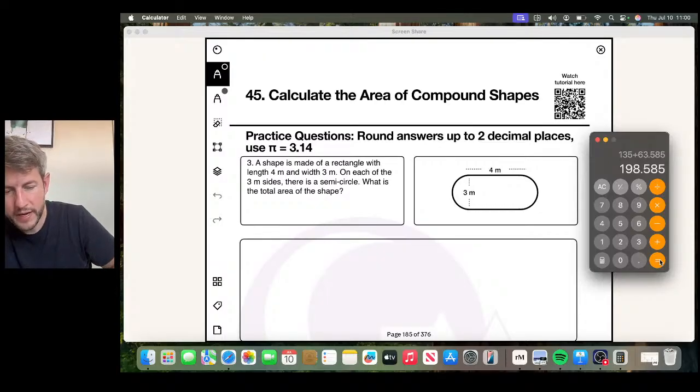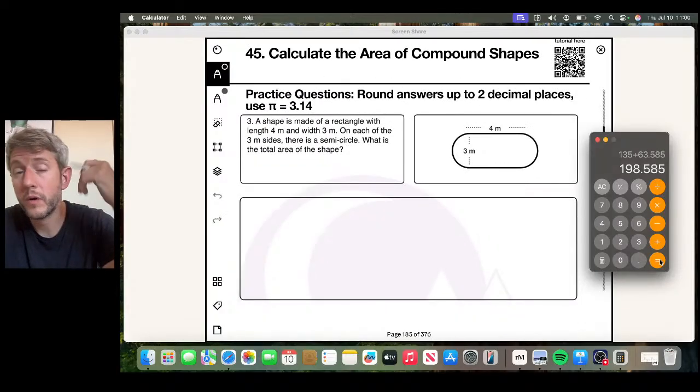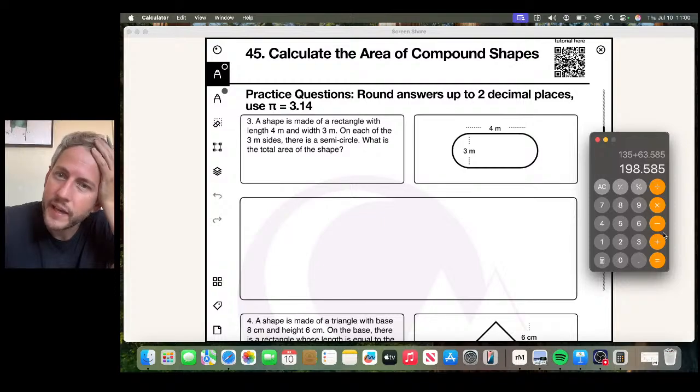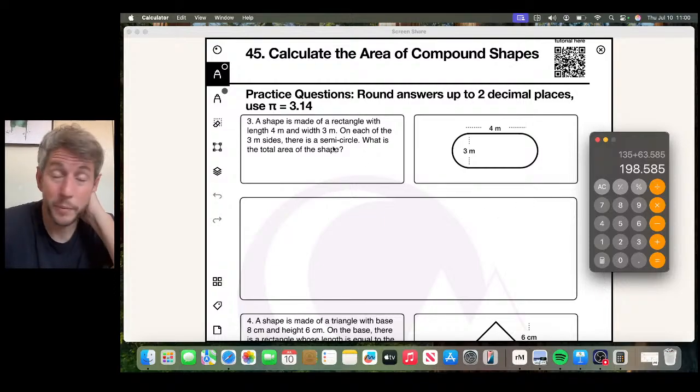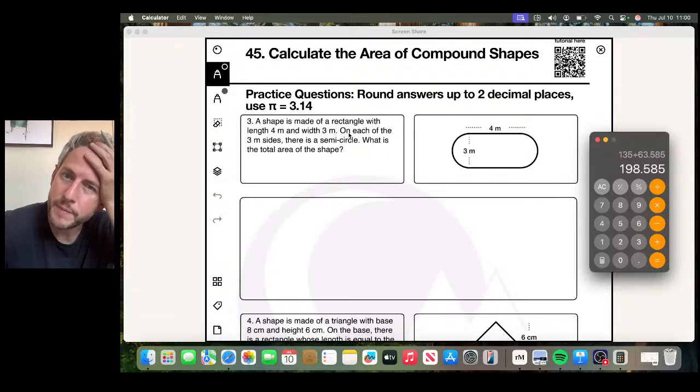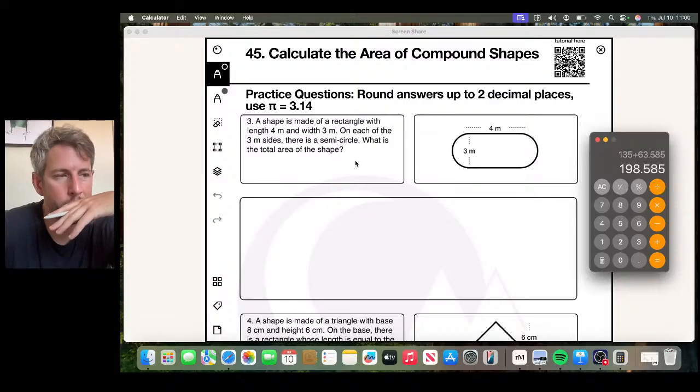Okay, question 3. We've got here the same shape again. Okay, it's a really popular shape that comes up actually. A shape is made of a rectangle with length 4 meters and width 3 meters. On each of the 3 meter sides there is a semicircle. What is the total area of the shape?